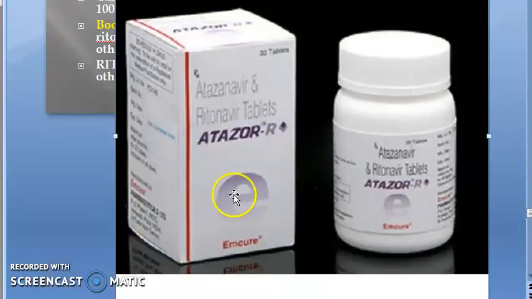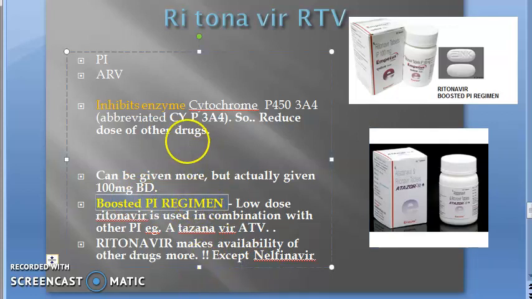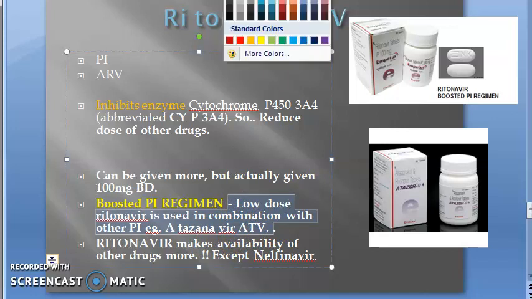So look at this one here. They are combining ritonavir with atazanavir, okay? This is called a boosted PI regimen because ritonavir is going to inhibit the enzyme which metabolizes the other drug. So the other drug will not get metabolized and its concentration will increase. So ritonavir is always given in this boosted PI regimen to increase the drug level of the other drug. It is given in a very low dose, that you should know. Low-dose ritonavir is used in combination with other PIs, for example atazanavir.